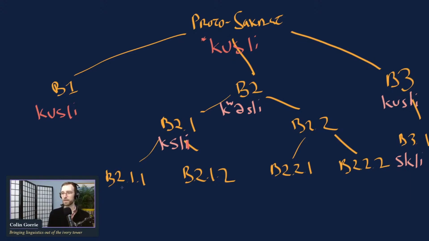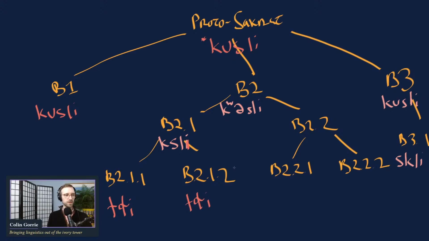In 2.1.1, this xli turns into kli, because SL turns into something like HL, which turns into the lateral fricative, and then kla becomes tla. And so the same thing actually happens in 2.1.2.